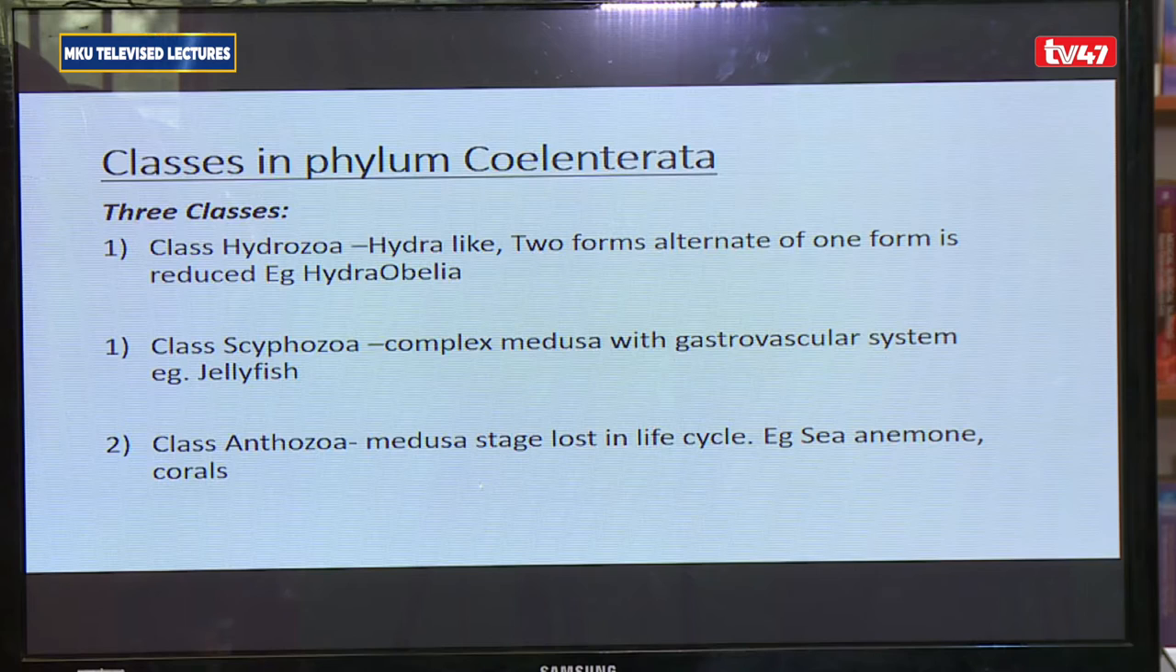And then you have the Anthozoa. For Anthozoa, these are cnidarians where the medusa stage is completely lost in the life cycle. So they don't have the medusa form in the life cycle.